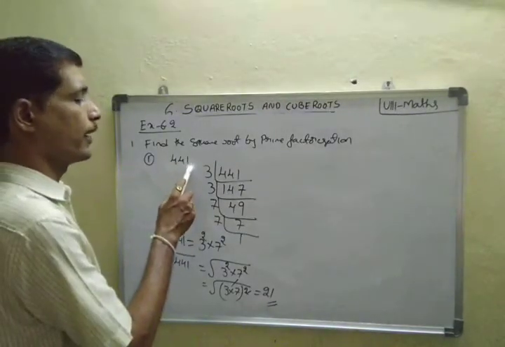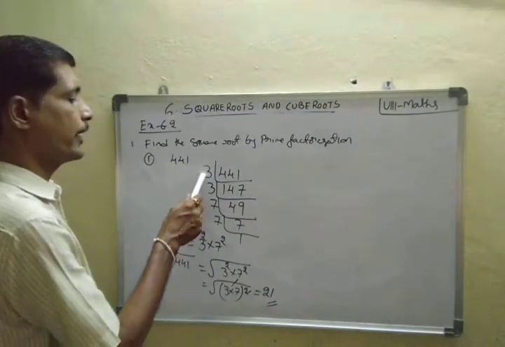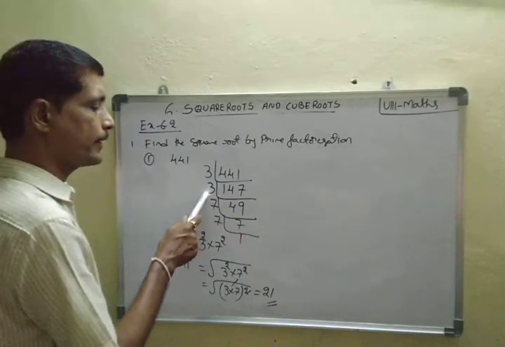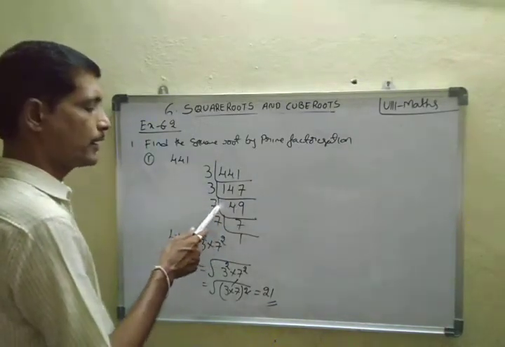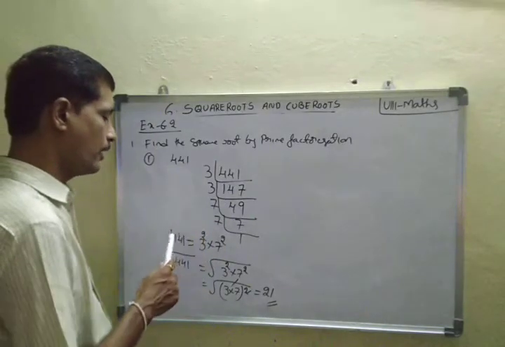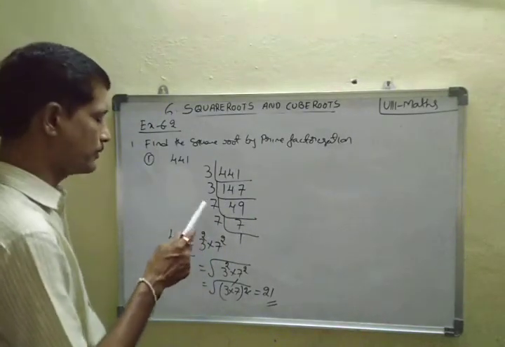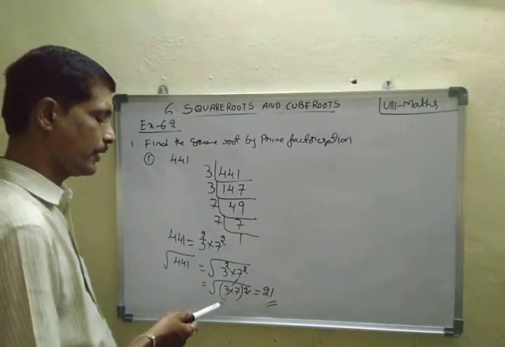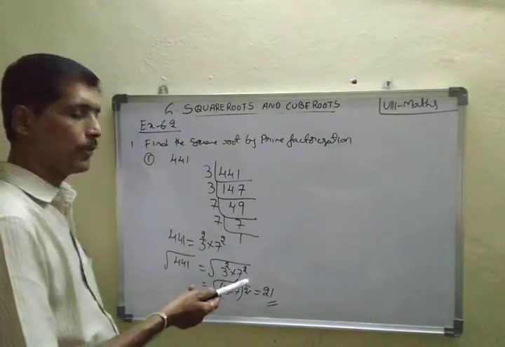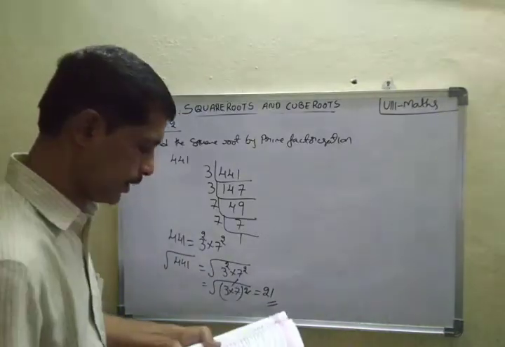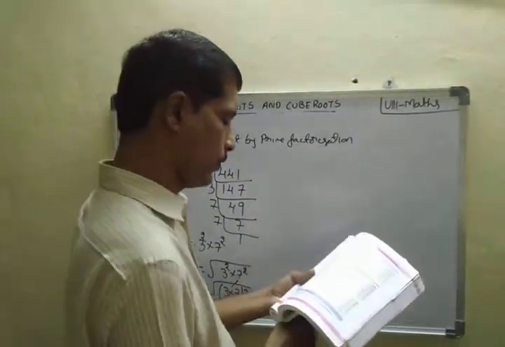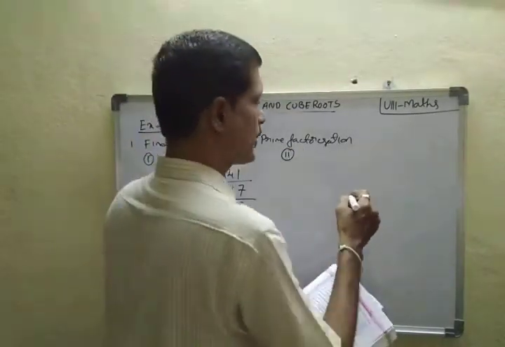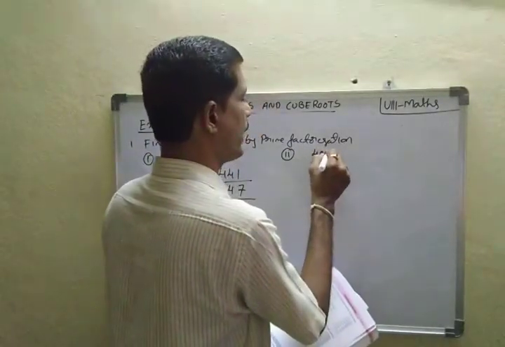Here 441: 3 times 3 is 9, 3 times 4 is 12, 3 times 7 is 21. Again 3 times 3 is 9, 3 times 49. Here 7 times 7 is 49. Therefore 441 equals 3 square into 7 square. The root of 441 equals the root of 3 square into 7 square, which is root of (3 into 7) whole square, equal to 21. Next one is 784, do it on your own. Then 4096.